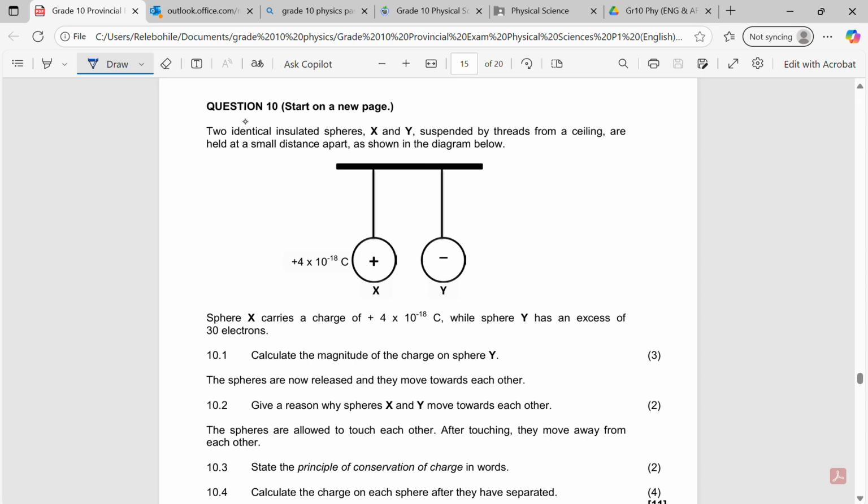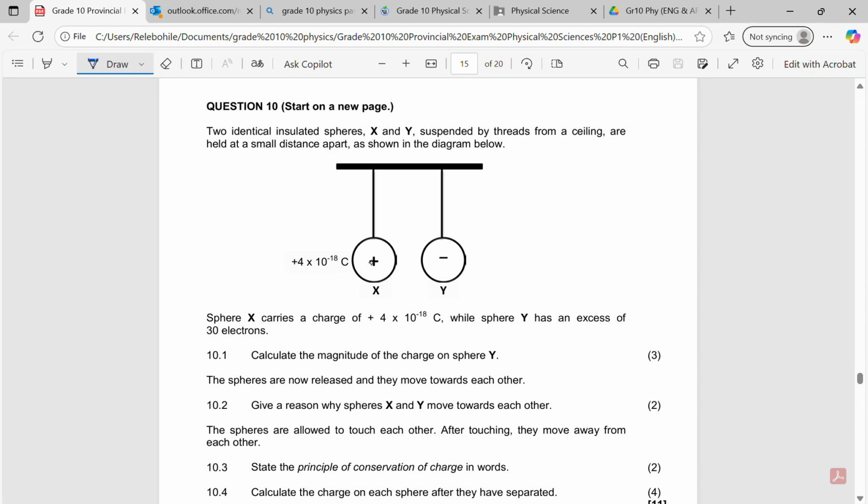Here our statement reads that two identical insulated spheres X and Y, suspended by threads from a ceiling, are held at a small distance apart as shown in the diagram below. And these are our two spheres, and as we can see they are oppositely charged.